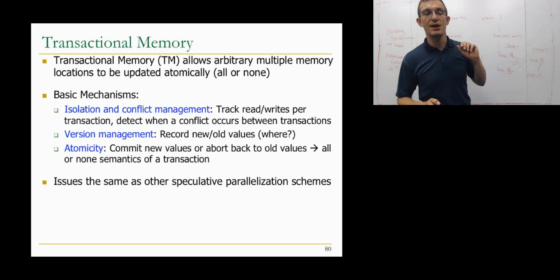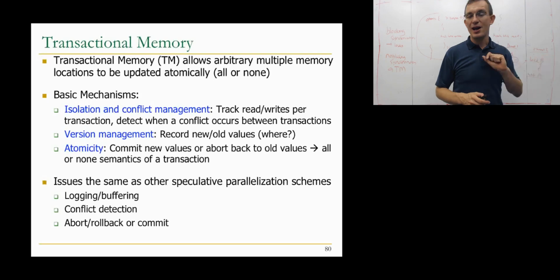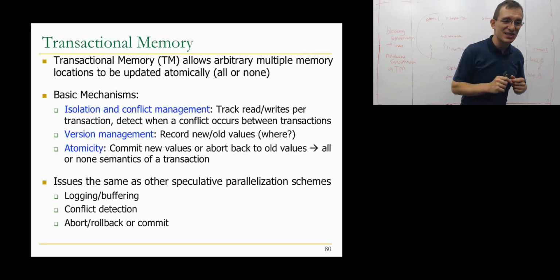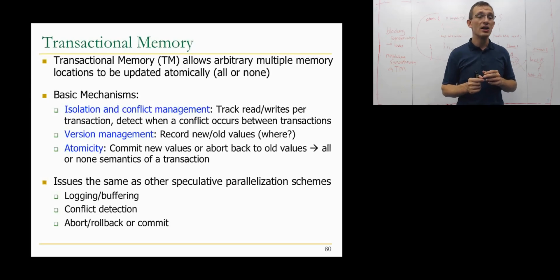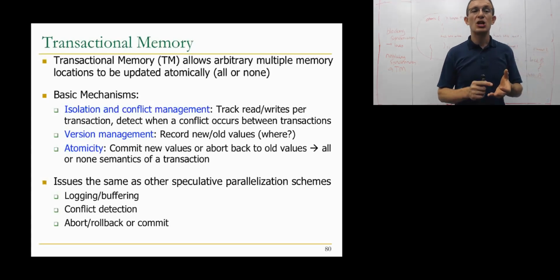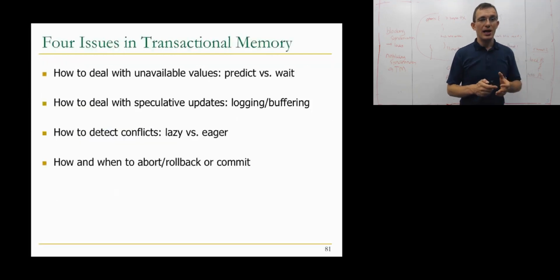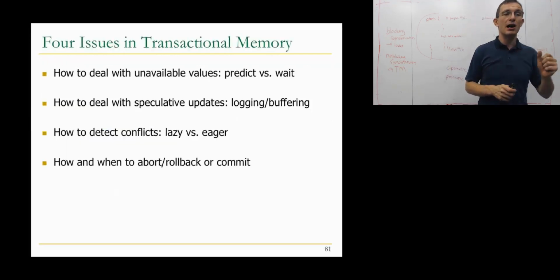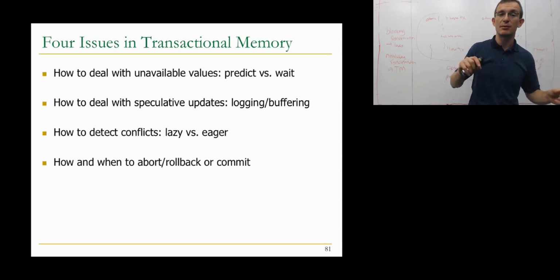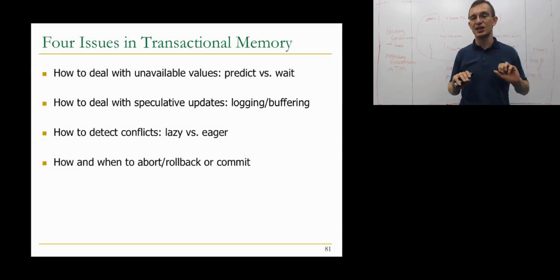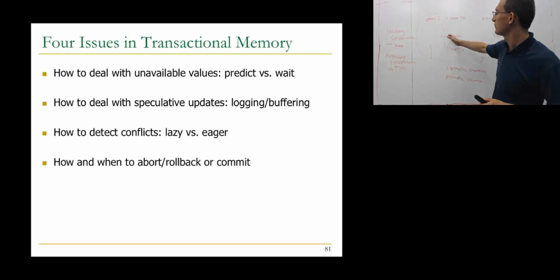Remember the four fundamental things? Actually, I have three over here because one of them doesn't exist, and you can think about what that is while you're listening to this video. Logging and buffering, conflict detection, abort, rollback, or commit. And remember, these were the four things. How to deal with unavailable values. Do you predict them or do you wait for them? This doesn't exist over here, really, because the values hopefully are available.